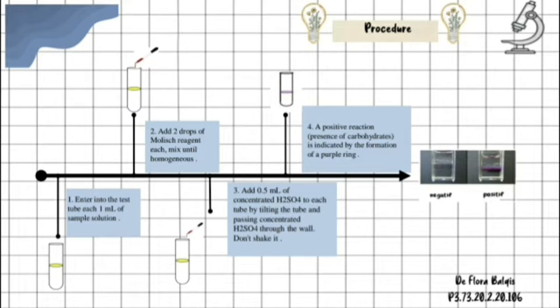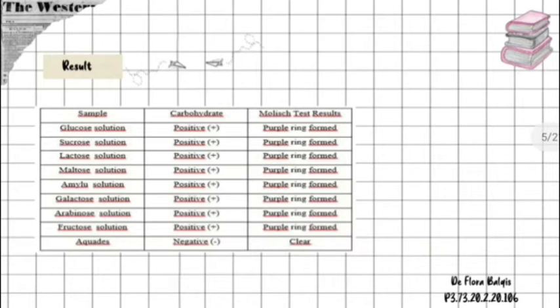Now I will explain the procedure of the Molisch test. First, put 1 milliliter of each sample solution into a test tube. Second, add 2 drops of Molisch reagent to each and mix until homogeneous. Third, add 0.5 milliliter of concentrated sulfuric acid to each tube by tilting the tube and passing the concentrated sulfuric acid through the wall. Don't shake it. Last, a positive reaction, or presence of carbohydrate, is indicated by the formation of a purple ring. You can see the example in the picture.